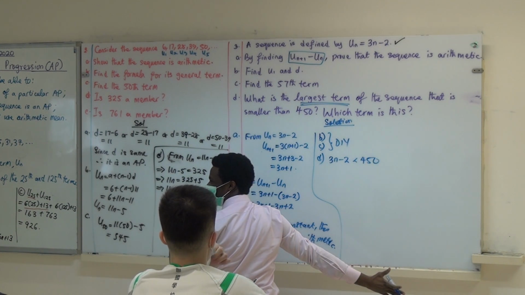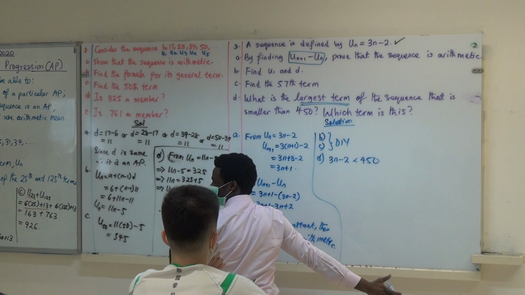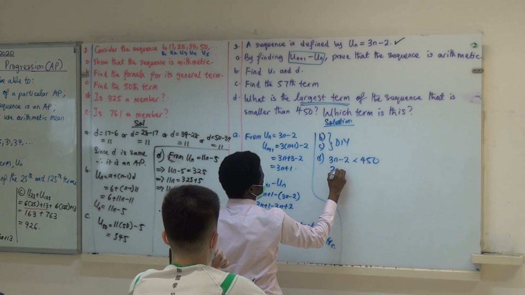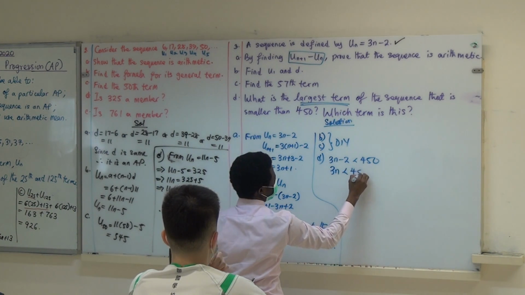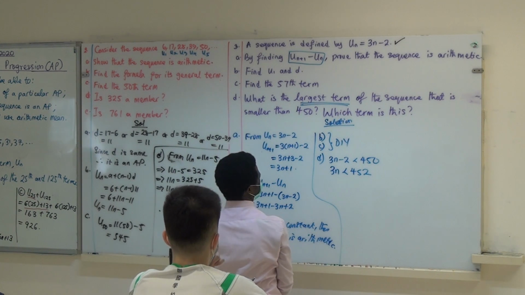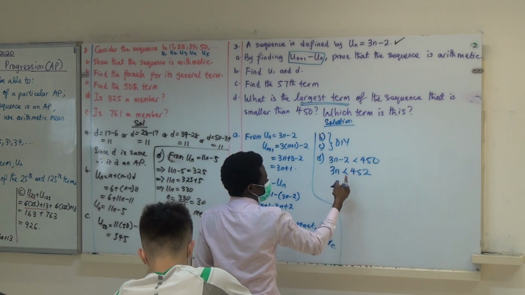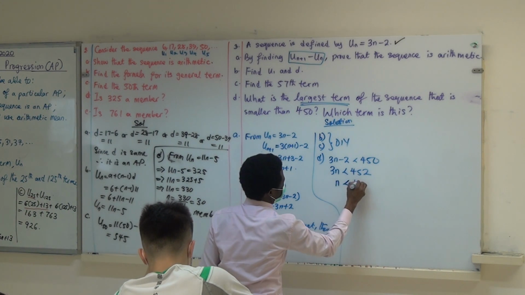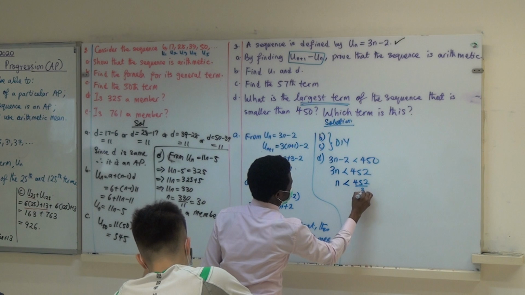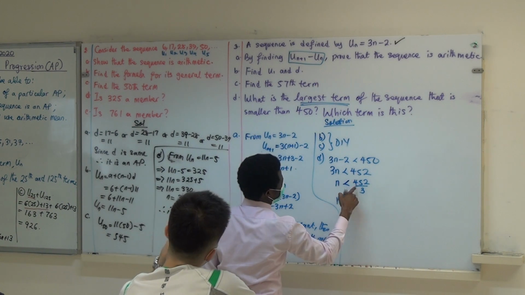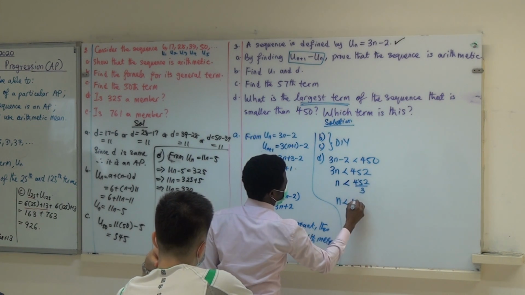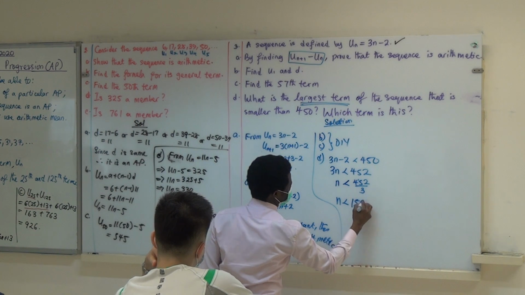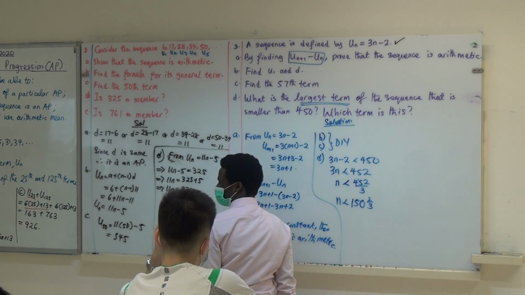It's an inequality. Does that make sense? So you have 3n less than 452. Agreed? So n, you're dividing by 3. Do you need to change the inequality sign? No. Okay. So you have 452 divided by 3. So n is less than 150 and 2/3. Do you agree? Yes.